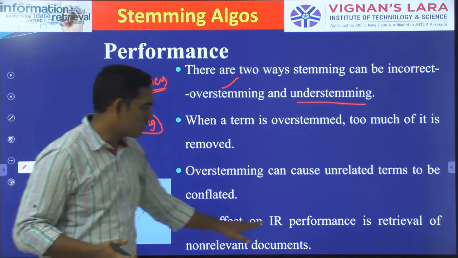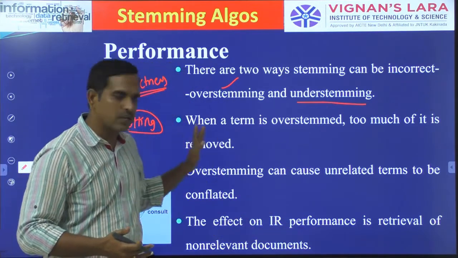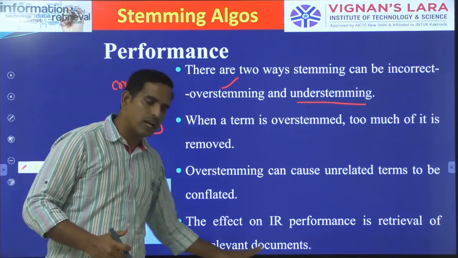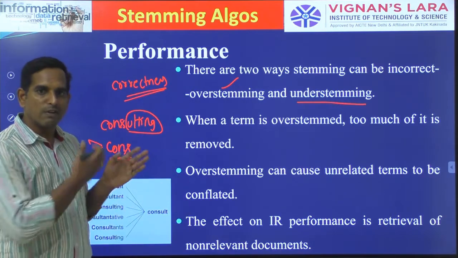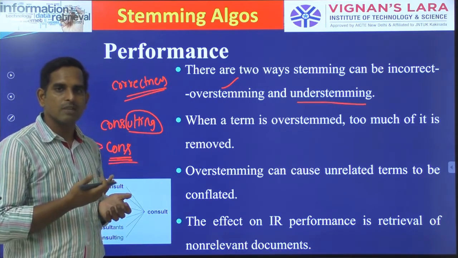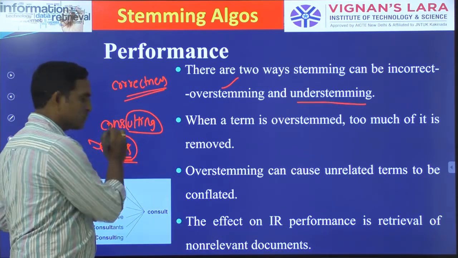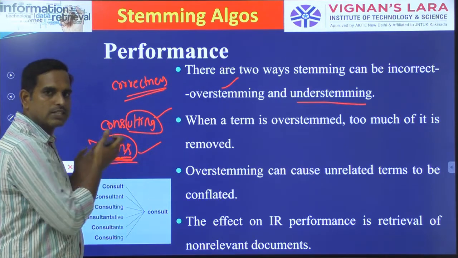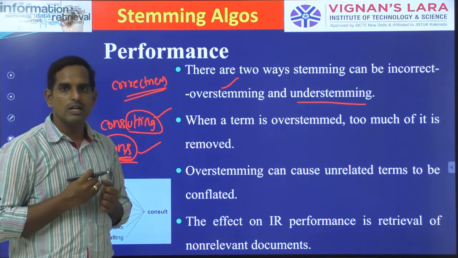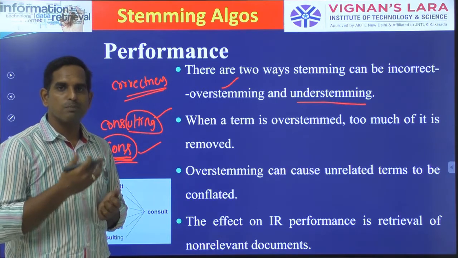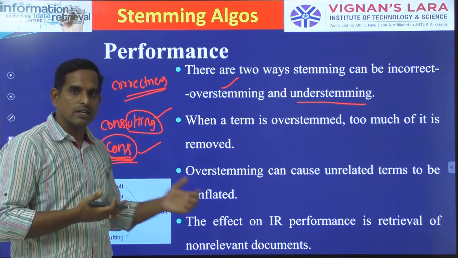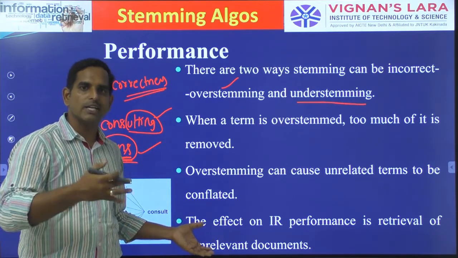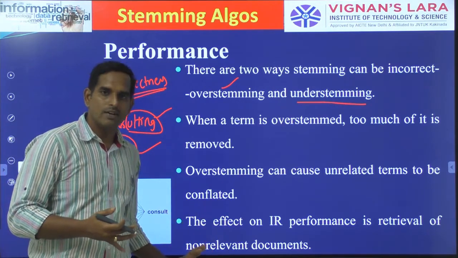Next, the effect on your information retrieval system because of over stemming is retrieval of non-relevant documents. So when you perform over stemming, what will happen? When I search for this particular word consulting, then all the words related to CONS will come as your retrieval results. So the retrieved documents will not be related documents. You will be getting too many unrelated documents.